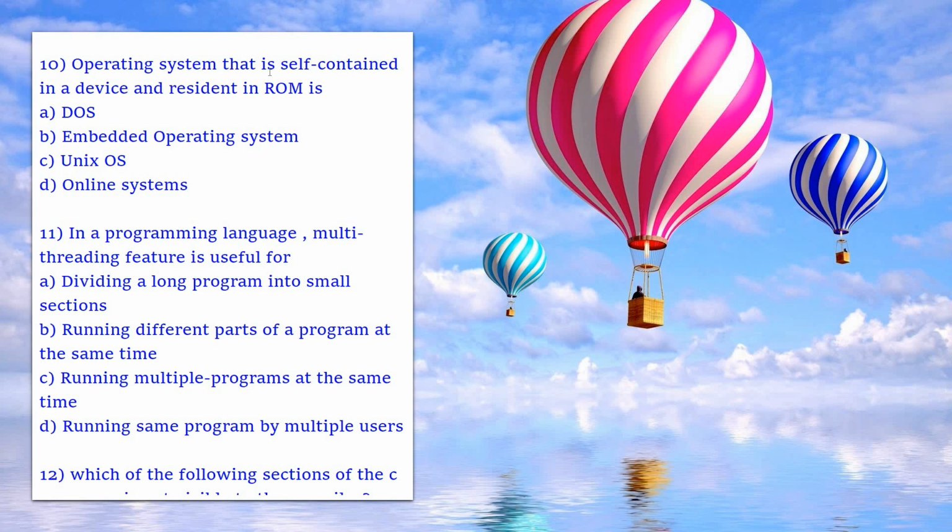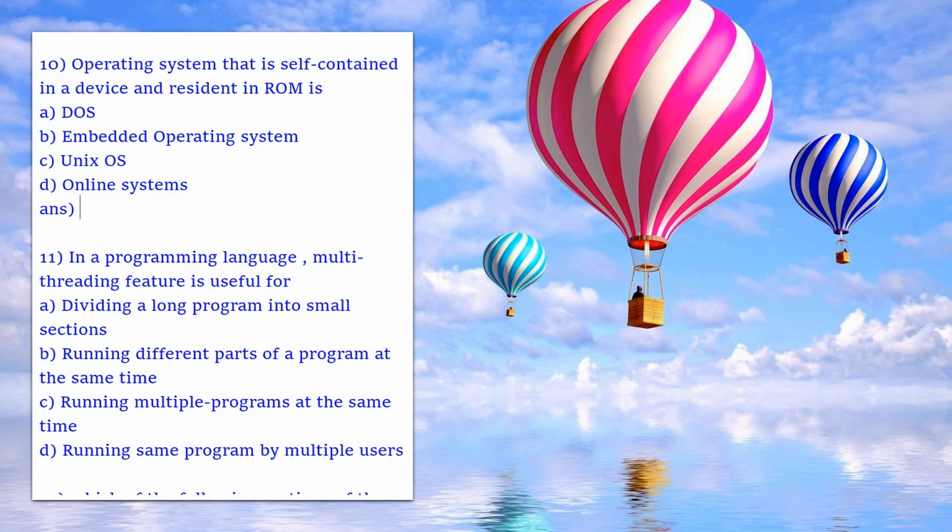Here they are told that the operating system which is self-contained in a device and which is resident. Which is resident means you can say embedded. So when it is resident or embedded, option B is the correct answer, that is the embedded operating system. So the answer for this is option B, the embedded operating system.